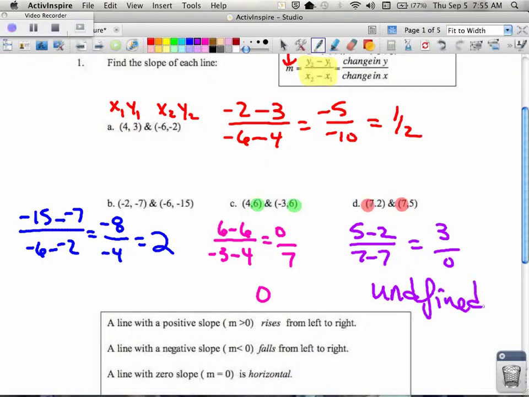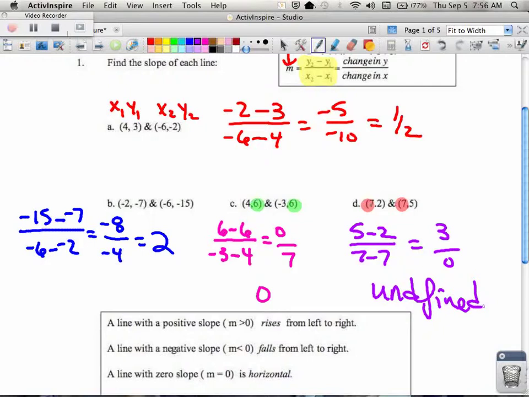So in these examples, the A that we did together, and then the B that I had you do, and then the last two, you always take the y2 minus the y1 over the x2 minus the x1. In part C, if you end up with 0 on the top and another number on the bottom, your slope is 0. If in part D, you get 0 on the bottom and another number on top, that slope is undefined.